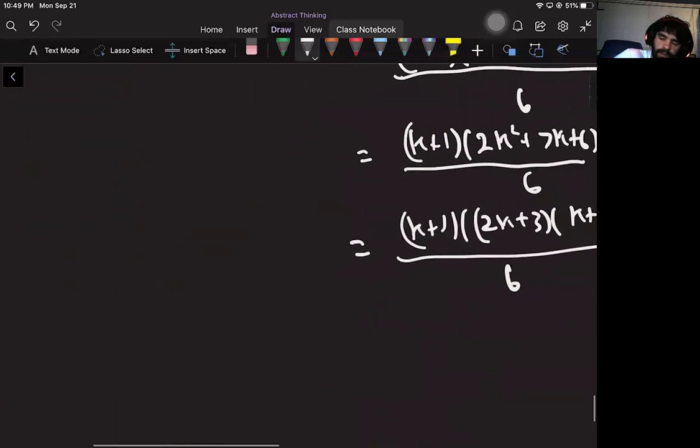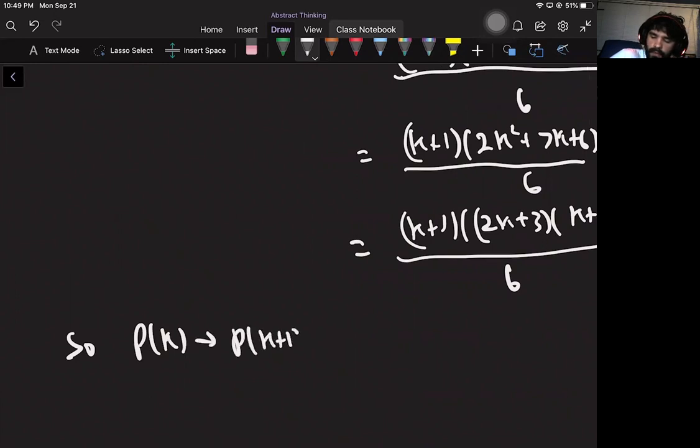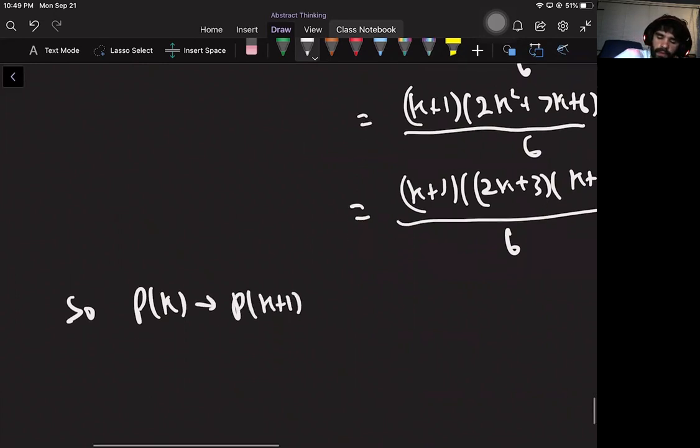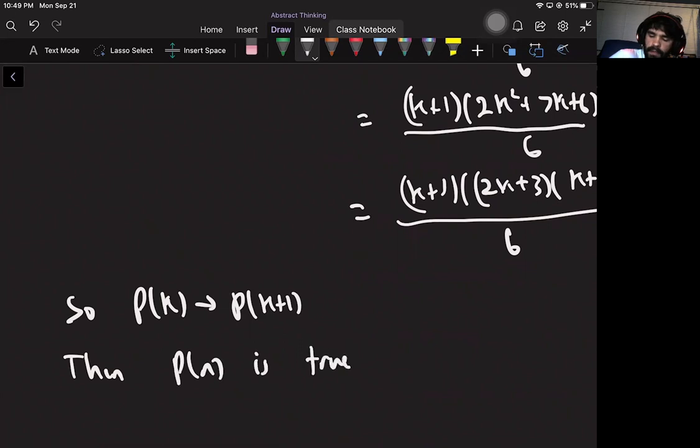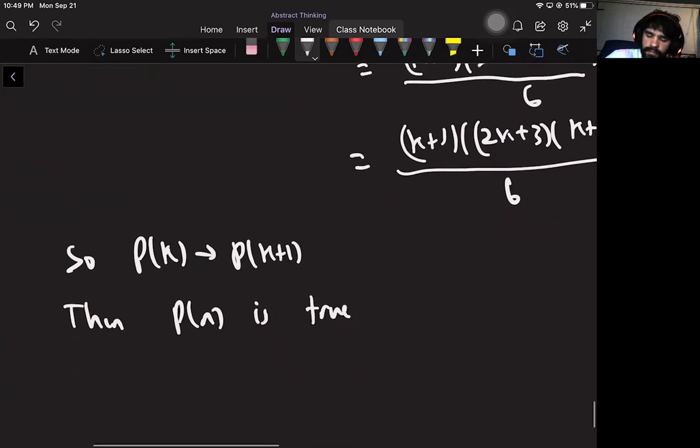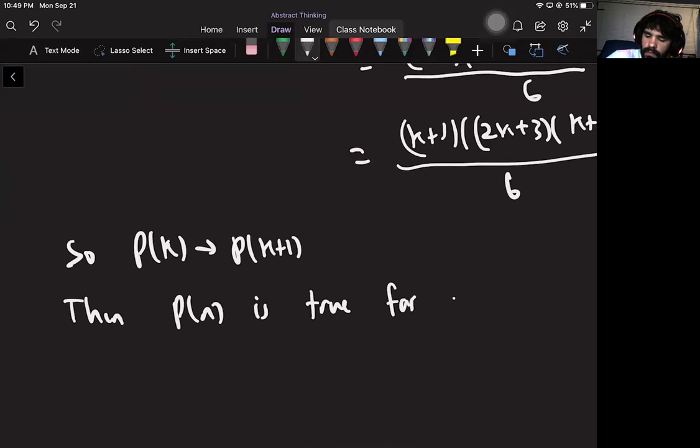So again, what we've really done is we've shown that p of k being true implies that p of k plus 1 is true. So then what we've shown is p of n is true, because of also the base case. Not starting at 0, we only started at 1, right? Okay, so that's the other type of proof that shows up quite a lot.